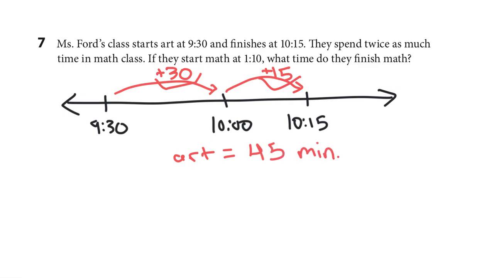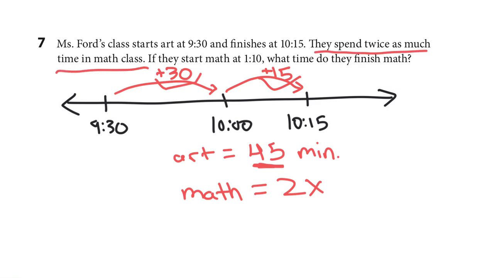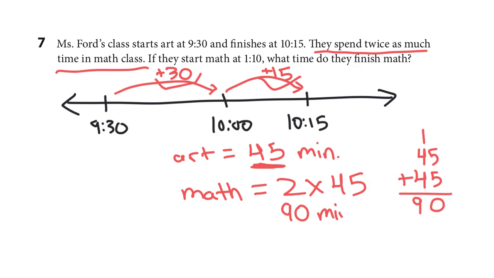Okay? They spend twice as much time in math class. So if art is 45 minutes, math has to be 2 times as long. Because that's what it says. They spend twice as much time in math class. So how many minutes do they spend in there? 2 times 45. If you're not sure how to do that in your head, you could add 45 plus 45. Oh, I almost did that. Oh my goodness, I did. I forgot to carry the 1. So yeah, math is 90 minutes. Are we done yet? Well, let's check.